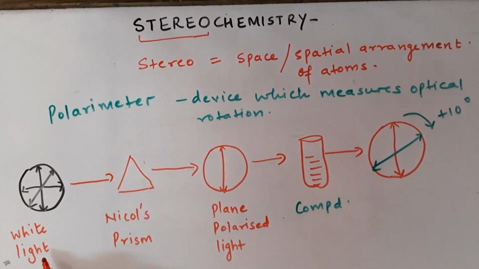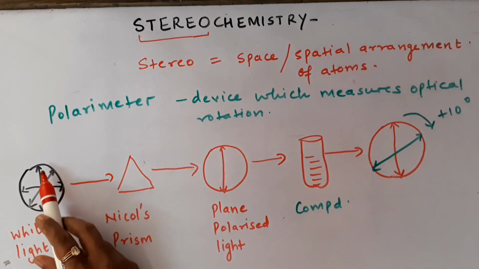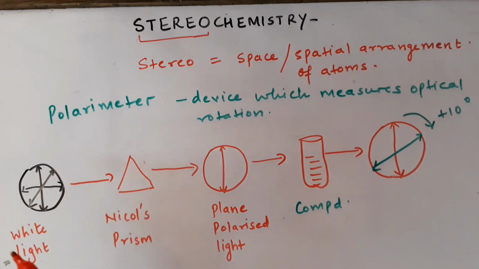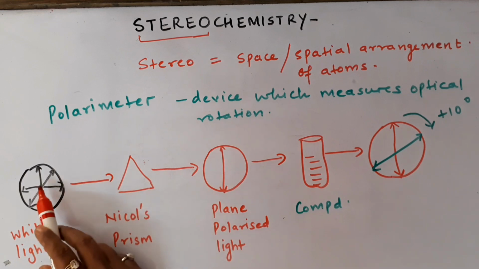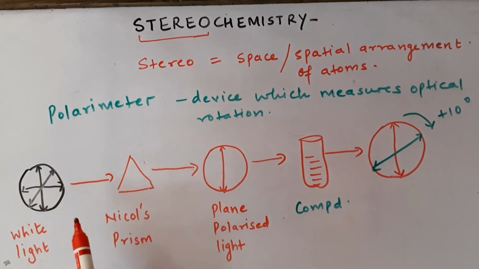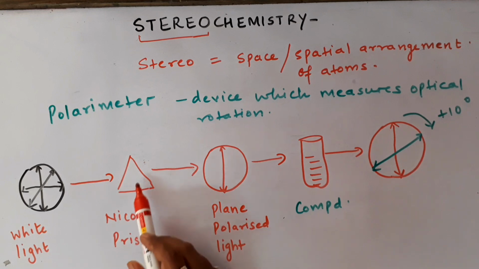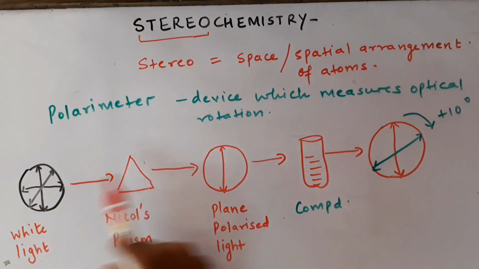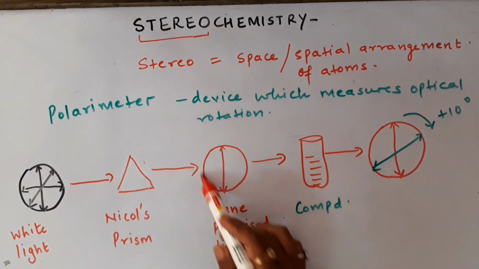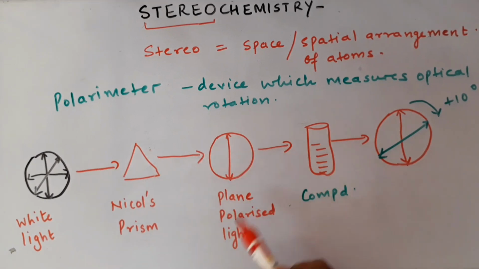So this is your ordinary light or white light which has got many planes of electromagnetic radiations. So infinite number of planes are there in a white light. This light has to be passed through a specially designed prism called as Nichols prism, which is made up of crystalline calcium carbonate. This prism is going to absorb all the planes except for one plane. This light which is emerging out of Nichols prism is called as plane polarized light. So the speciality of this light is that it has got only one plane.